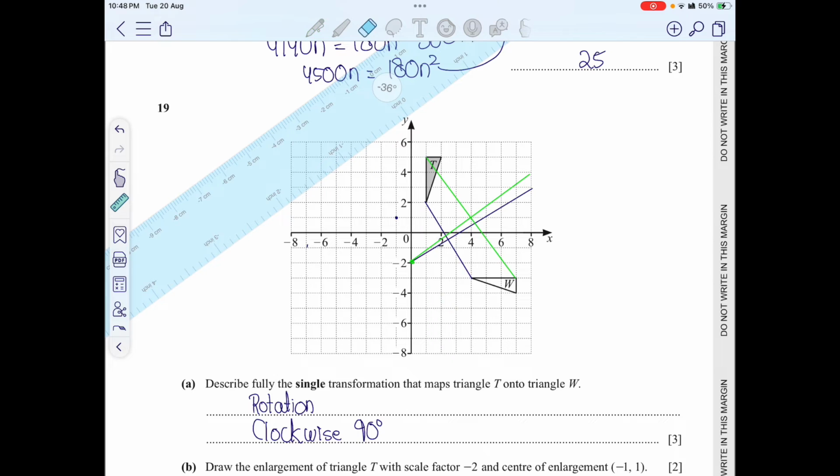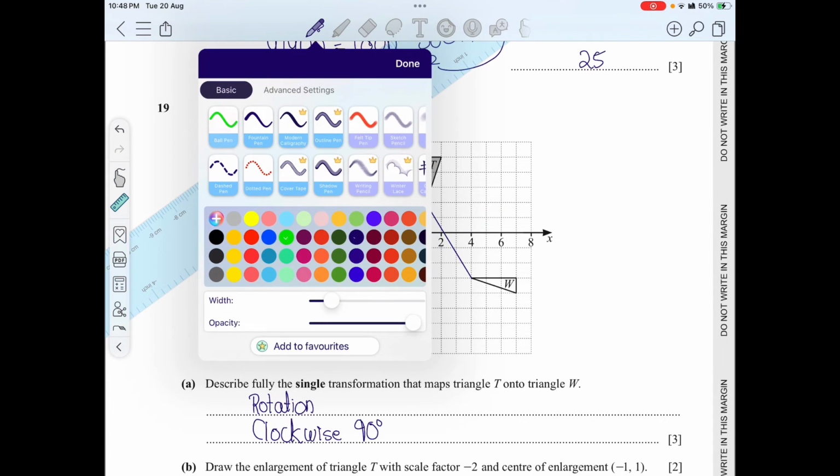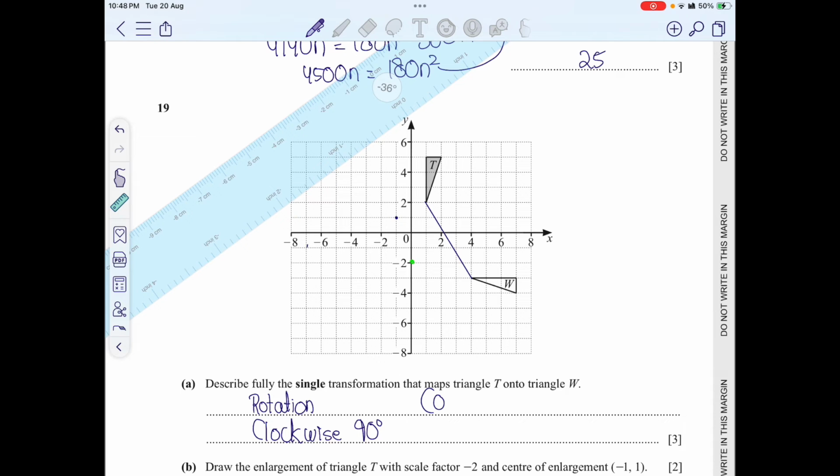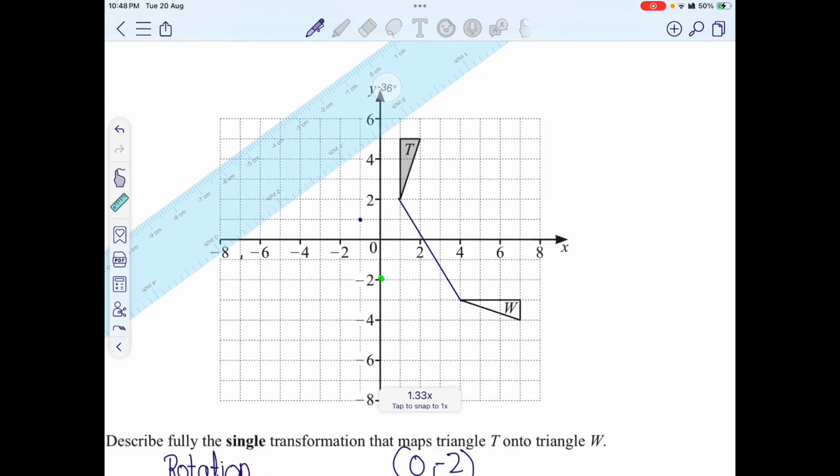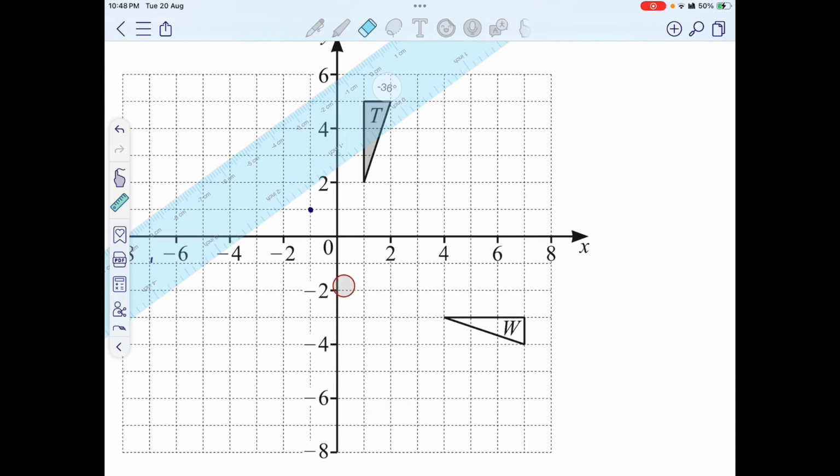We can even check for ourselves, because this method is not the most accurate, so it is better to check. The point you got is (0, -2). When we check it, just erase the lines and then use a pencil. (0, -2). If we take one step and then go up 4, so 90 degrees clockwise will be going like this: one step and going this way, 4 steps. Hence we are correct. You can do the same for other points and you will get the exact same answer.